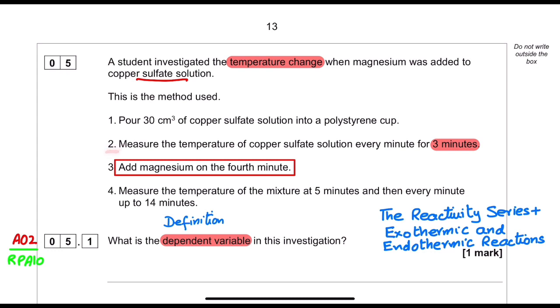Step number 2. Measure the temperature of copper sulfate solution every minute for 3 minutes. Step number 3, which is an important step, add magnesium on the 4th minute. Step number 4, measure the temperature of the mixture at 5 minutes and then every minute up to 14 minutes.